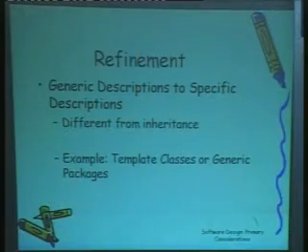There is a fourth way of refinement, that is generic descriptions. You have generic classes, you can refine them for specific types. This is different from inheritance. Template classes in C++.